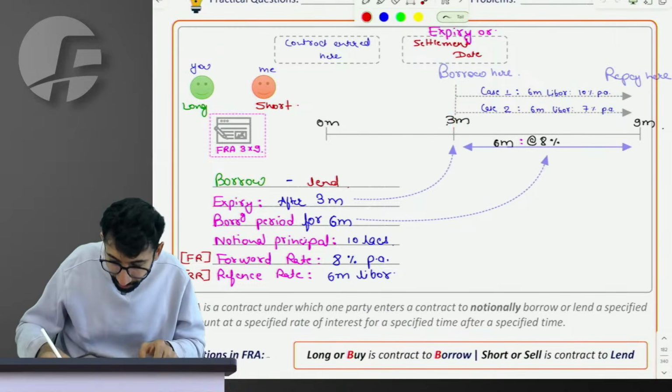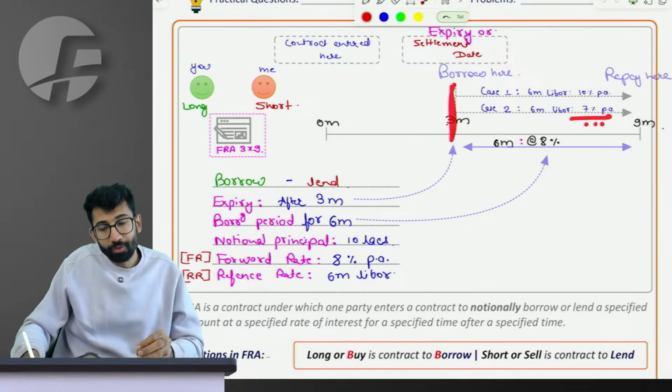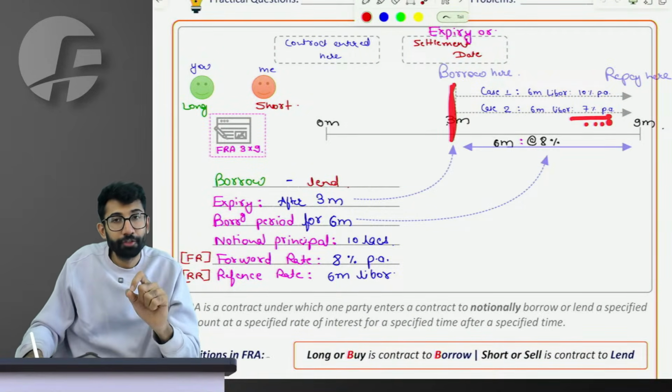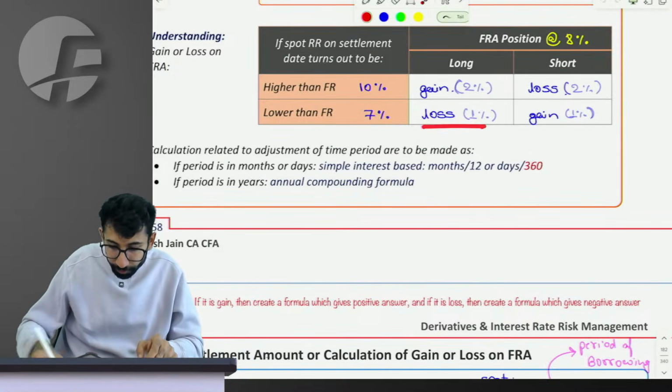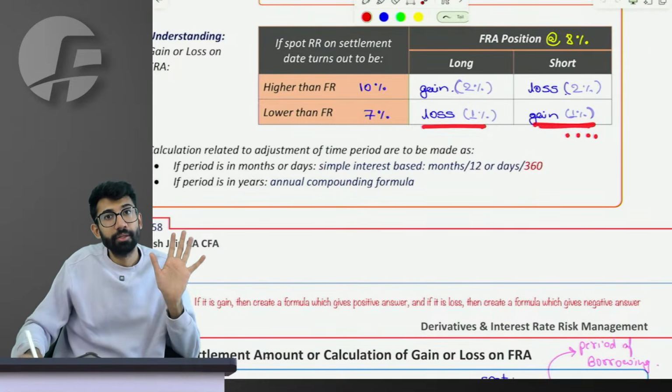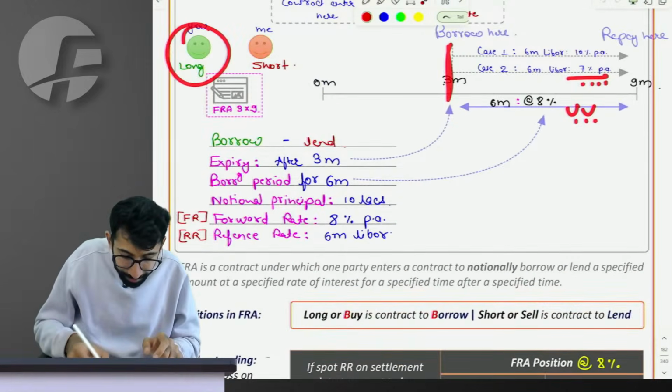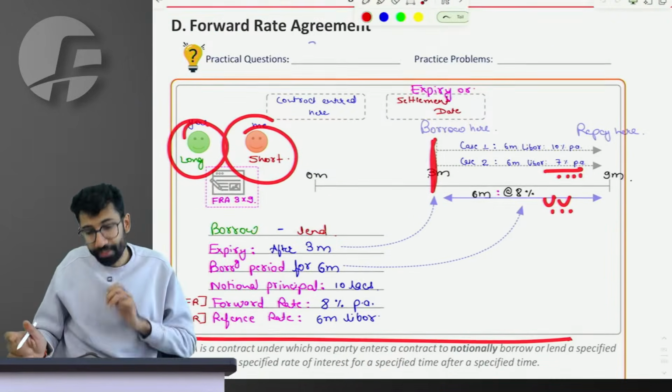Similarly, sir, if the rate in the market turns out to be 7%, it is a loss of 1% for you, because you will anyway have to borrow from me at the rate of 8%. You have a loss of 1% and I have a gain of 1%. Perfect. So two parties, gain and loss, you also understand.